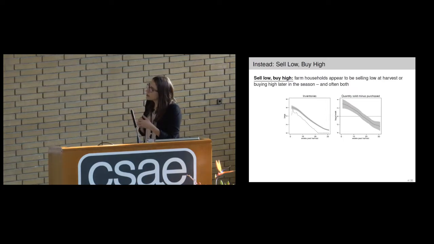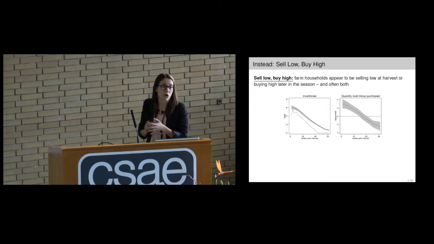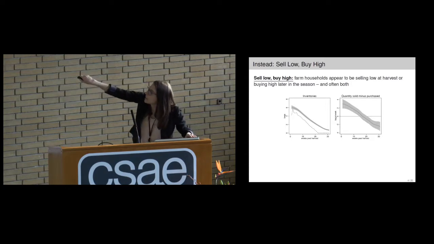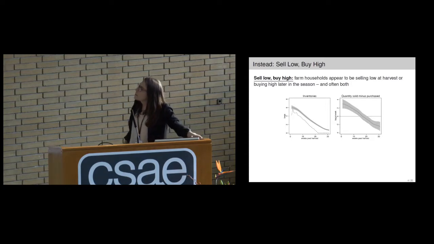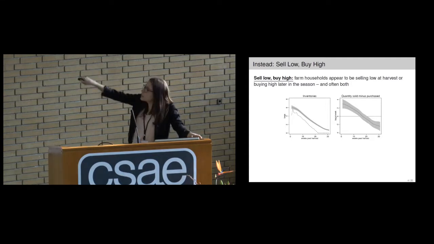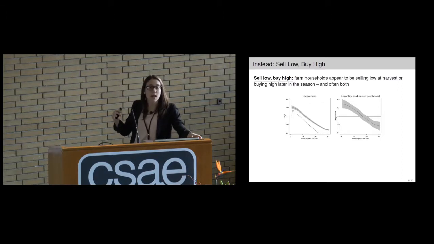So this is some data from our pilot that just shows what's happening here. In the left-hand graph, you see both mean and median inventories in the weeks post-harvest. You see that inventories are rapidly depleted in the post-harvest period. On the right-hand graph, you see quantities sold minus quantities purchased. So the vast majority of sales are happening in this post-harvest period. That's when prices are lowest. And again, many households return to the market as consumers to buy back at this high price here in the lean season. Okay, so they're selling low and buying high.